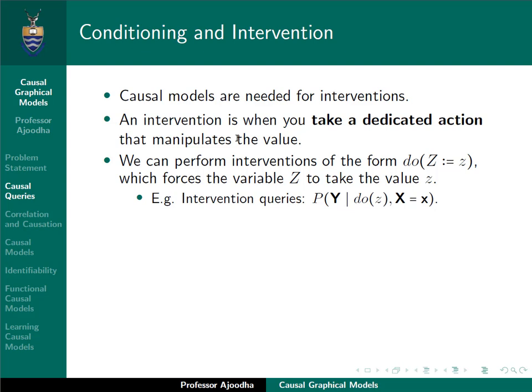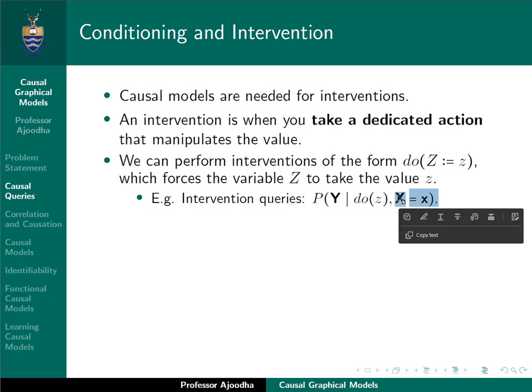A typical causal query therefore has the form the probability of y, and we do a particular thing, which is setting the small value, and then maybe some evidence, maybe other things we know about the context.